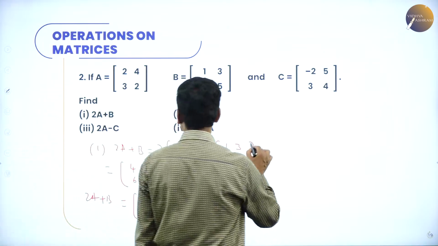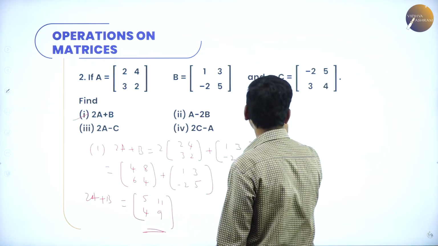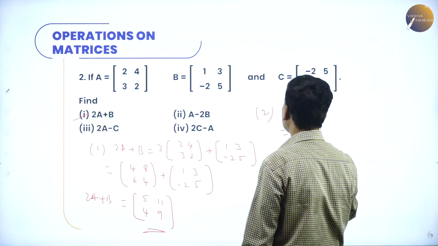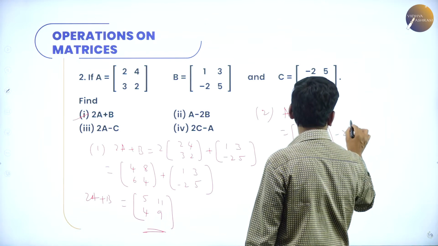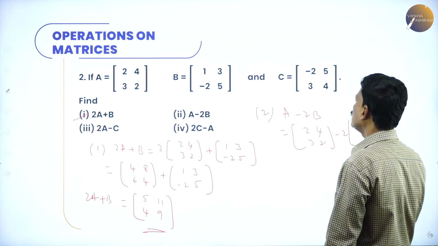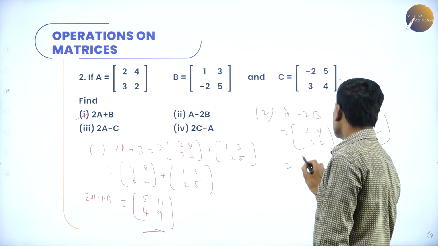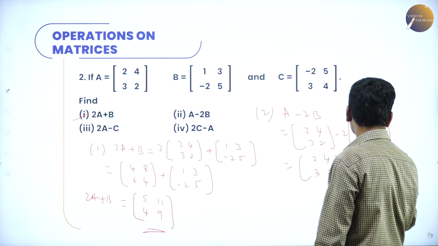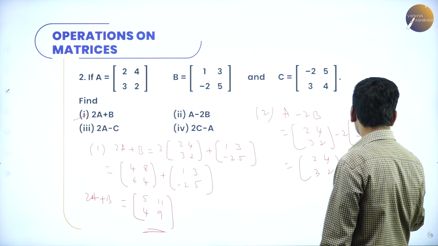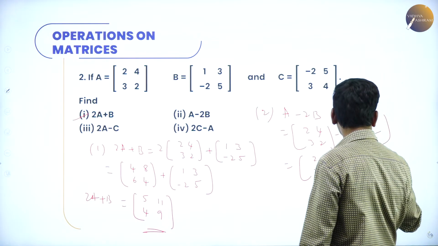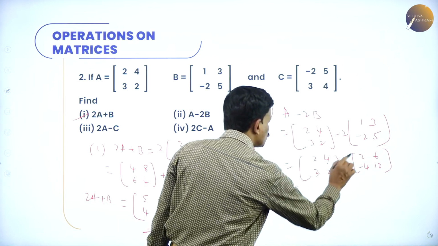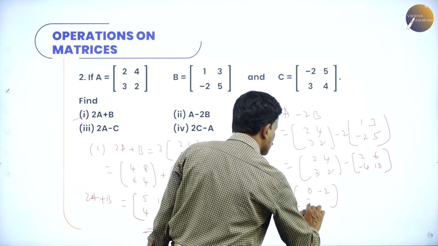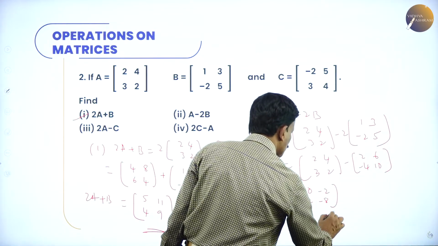Now come to the second one. What is the second one? A minus 2B. Write down A. What is A? 2, 4, 3, 2 minus 2 into B, 1, 3, minus 2 and 5. This is 2, 4, 3, 2 minus, multiply by 2: 2 1s are 2, 2 3s are 6, 2 2s are 4, 2 5s are 10. Subtract this. This is 2 minus 2 is 0, 4 minus 6 is minus 2, 3 minus into minus plus, 3 plus 4 is 7, 2 minus 10 is minus 8.